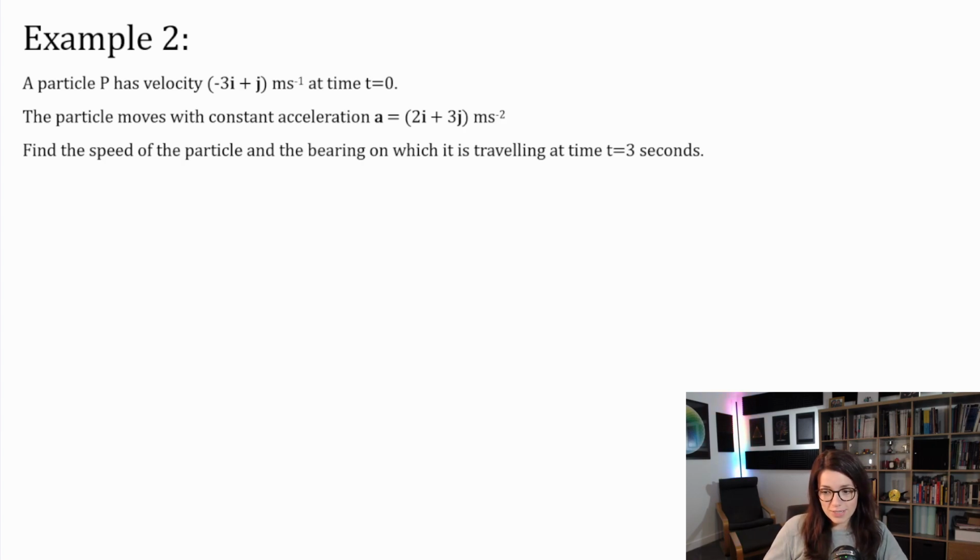Now, when I read this question, the first thing that comes to mind is that it references constant acceleration, and that is a big clue that you can then use SUVAT. So if we write down SUVAT, I'm going to give myself a little bit more room than usual because I want to work with vectors in this question. Now, what we want is the speed of the particle at time t equals 3, so that sounds like final velocity. We're told that the velocity is this at time t equals 0. That sounds like initial velocity.